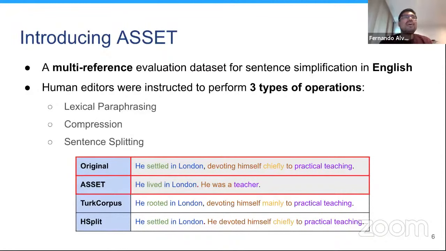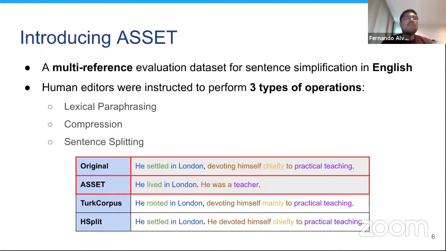But it bends the rules. Human editors were instructed in this case to perform not just one operation, but 3 types of operations: lexical paraphrasing, compressions, and sentence splitting. We, of course, when we instructed them about these operations, we didn't tell them that they needed to use the 3 operations at the same time and in a mandatory way. We told them, these are the 3 operations that you could use. You decide which ones you want to use, in which order. So that was left to their own judgment.